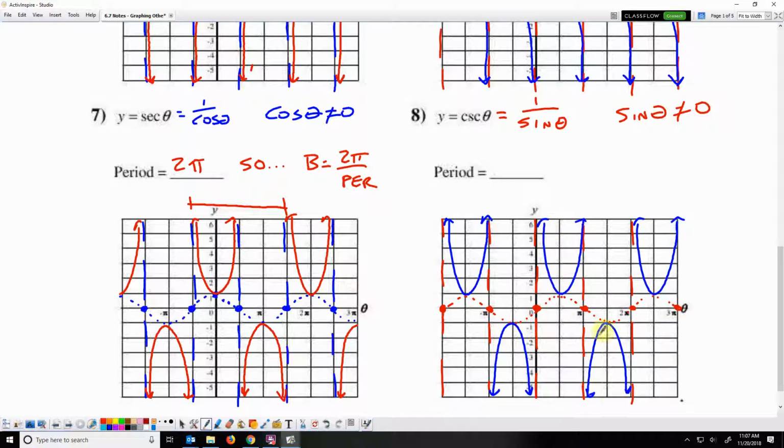One of these and one of these makes one cycle. So there's the period. The period is 2 pi.